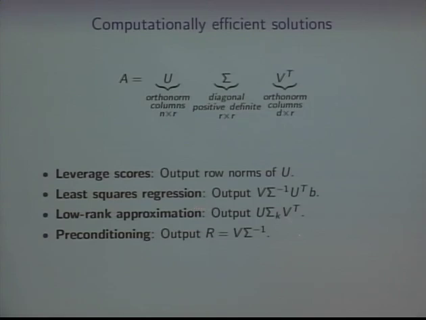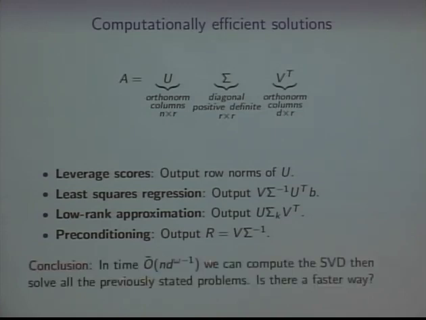Low rank approximation: there's a theorem called the Eckart-Young theorem, which says that if you just zero out all but the top k singular values of this matrix sigma, that will give you the best low rank approximation under, say, Frobenius norm or operator norm. Great. So conclusion, we can compute the SVD, and then we can solve all these problems. Can we do better than that? This is where subspace embeddings are going to come into play.